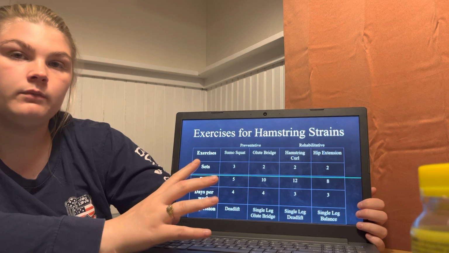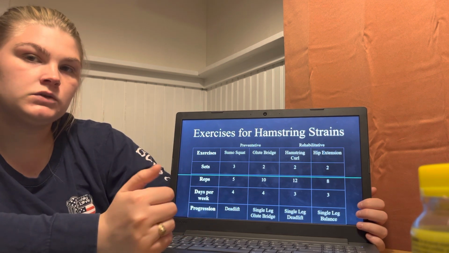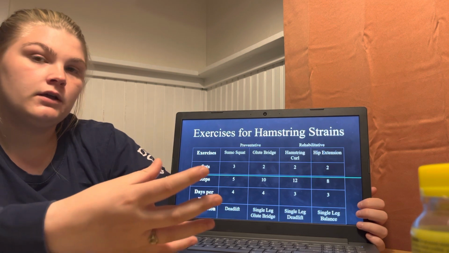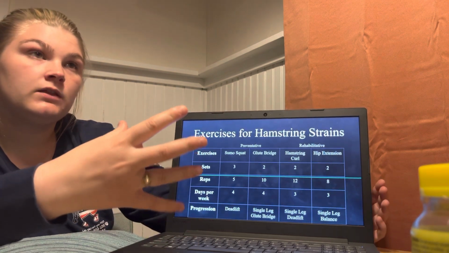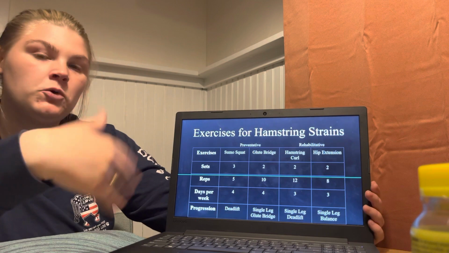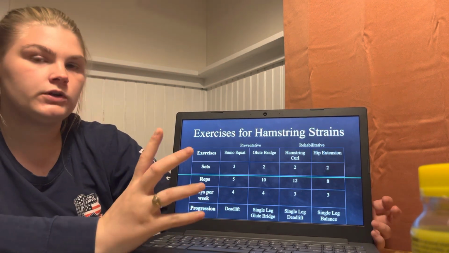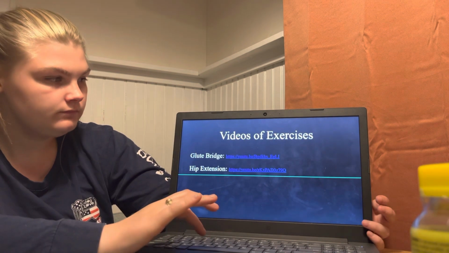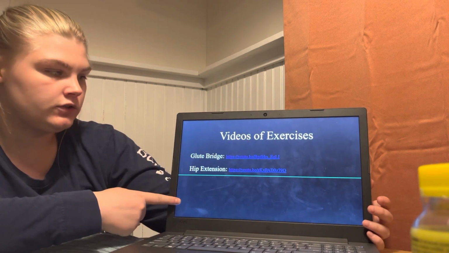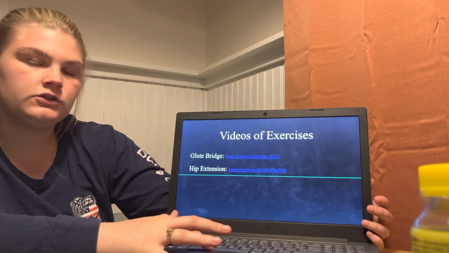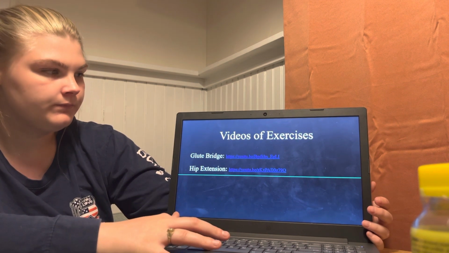So these will all help with strengthening the hamstring muscles, and strengthen them really well, so that when all that force is piled on them, they don't tear as easily as they would if we weren't strengthening them. Again, there are videos of 2 of the exercises just to show you how to do them.